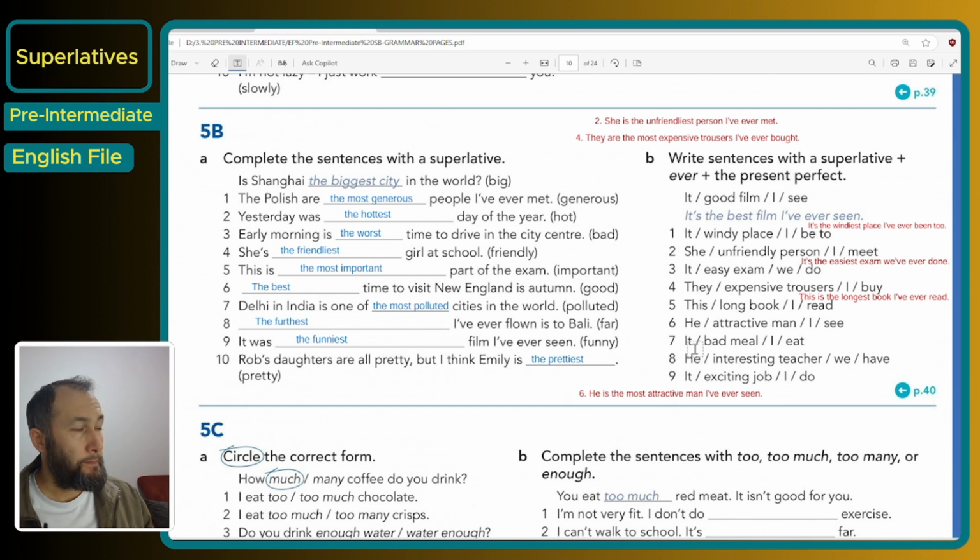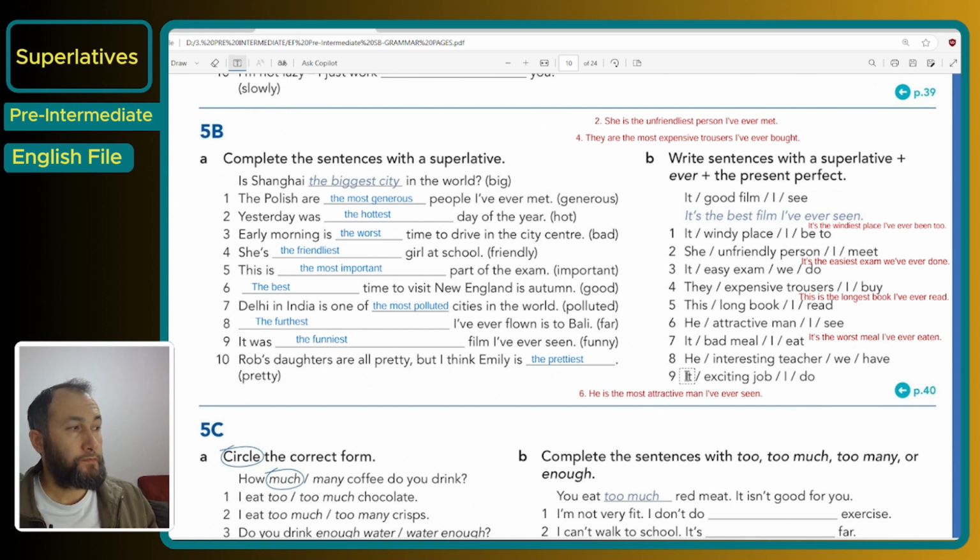Now number 7. Eat bad meal I eat. The bad, the worst, the superlative. So it's the worst meal I've ever eaten. The worst meal I've ever eaten. Present perfect, yeah? We're using here past participle.